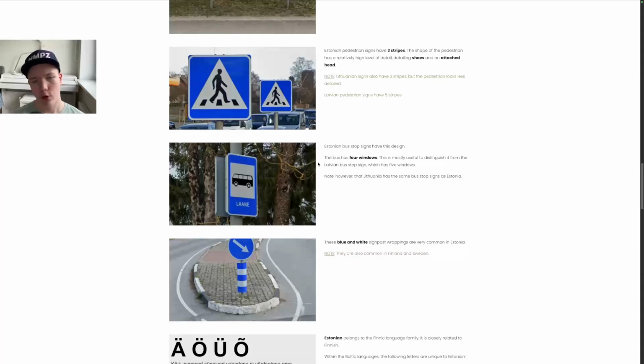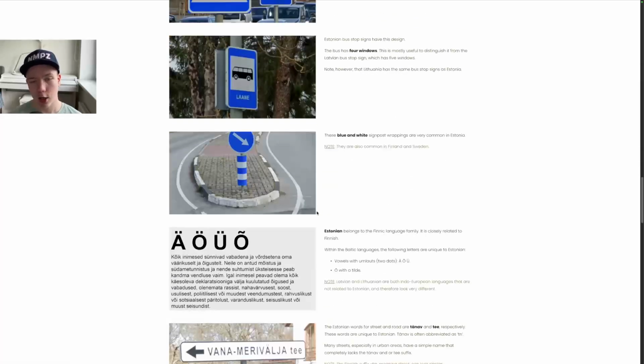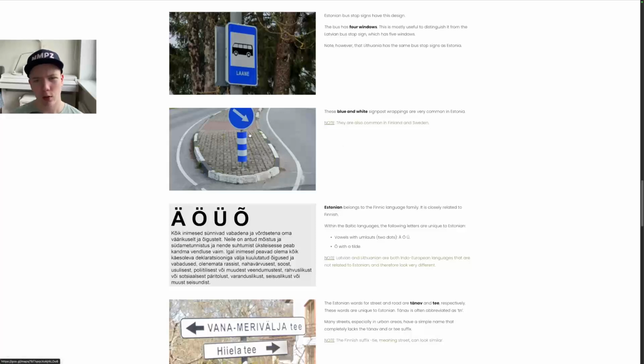Estonian bus stops have 4 windows on the bus here. In Latvia, let's have 5. But Lithuania is the same as Estonia. It's kind of a blue and white signpost wrapping thing. They're also common in Finland, Sweden, I guess. So yeah, definitely see a lot of those.